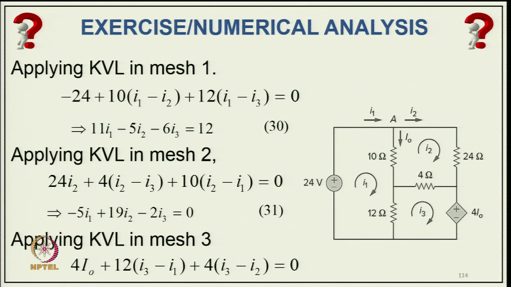Apply Kirchhoff's voltage law in mesh 2. So, 24 I 2 plus 4 (I 2 minus I 3) plus 10 (I 2 minus I 1) equal to 0. So, you get a relation minus 5 I 1 plus 19 I 2 minus 2 I 3. And applying KVL in mesh 3, that is 4 I 0 plus 12, because that is a voltage source, plus 12 I 3 minus 7 plus 4 (I 3 minus I 2), equal to 0.